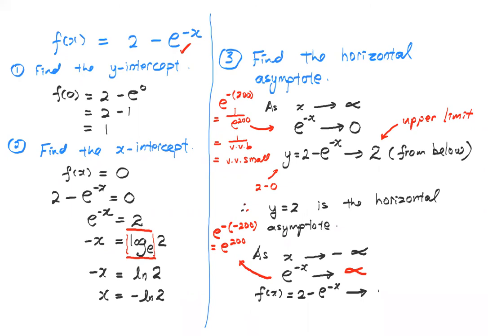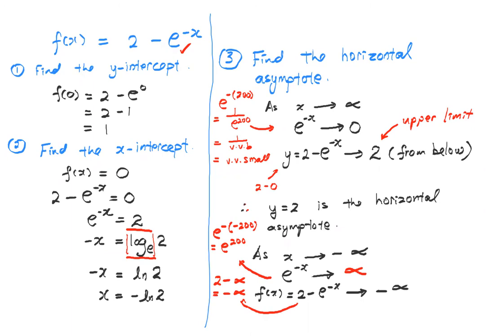Negative infinity. Am I right? Hello? Are you okay? You imagine this as like that: 2 minus infinity. So it's negative infinity. Am I right? Okay, so from here, there's no lower limit. Am I right?